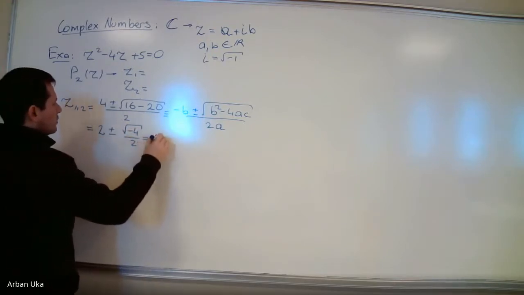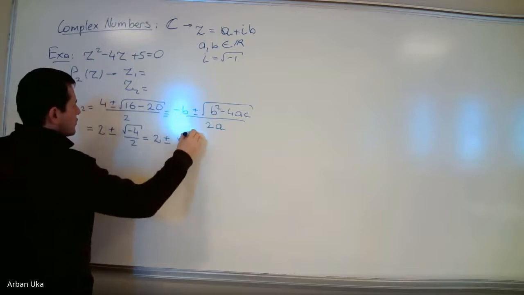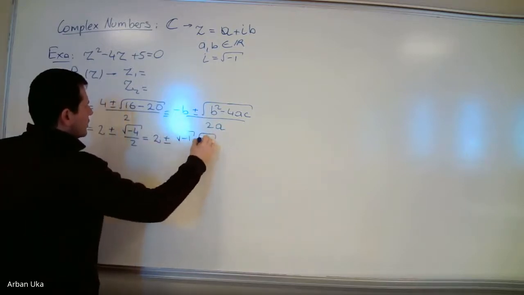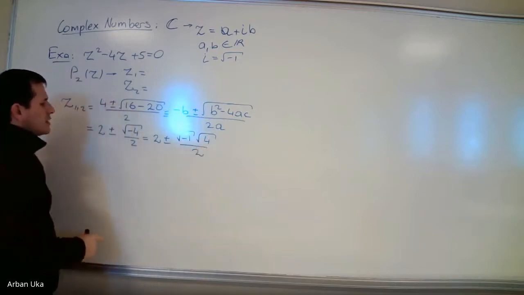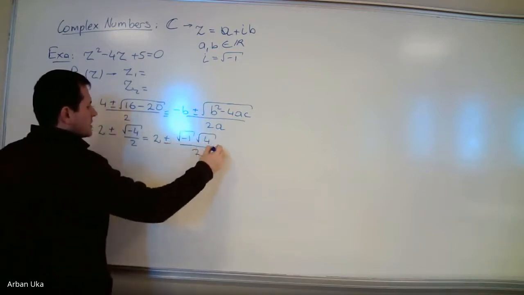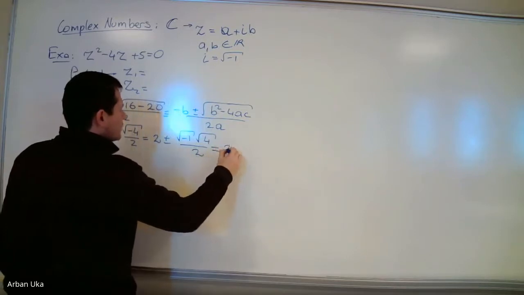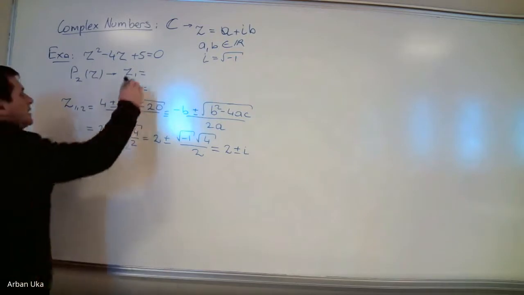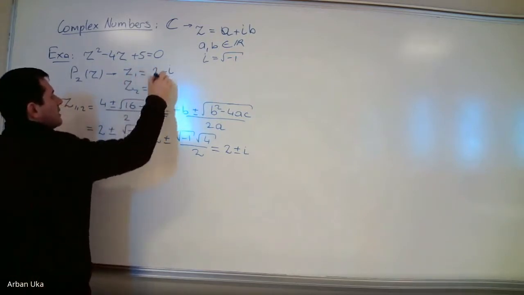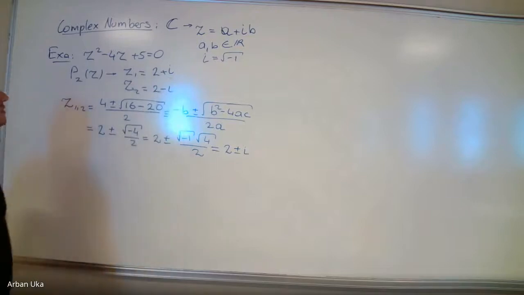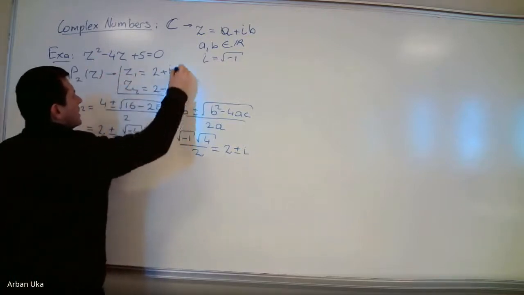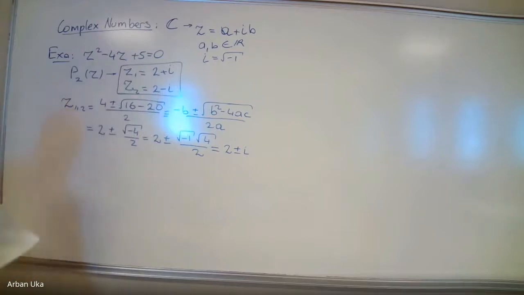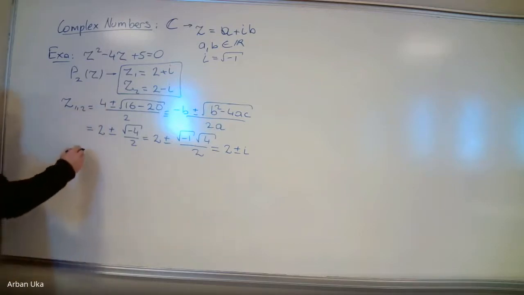This is equal to plus minus the square root of -1 times the square root of 4, divided by 2. The square root of 4 is equal to 2, so these two numbers cancel each other, and this would be 2 plus minus i. So this is the solution of this polynomial. One root is 2 plus i, and the other root is 2 minus i. These two numbers are complex numbers, and an important question is where can we find these two numbers in the graph? How do we plot them?